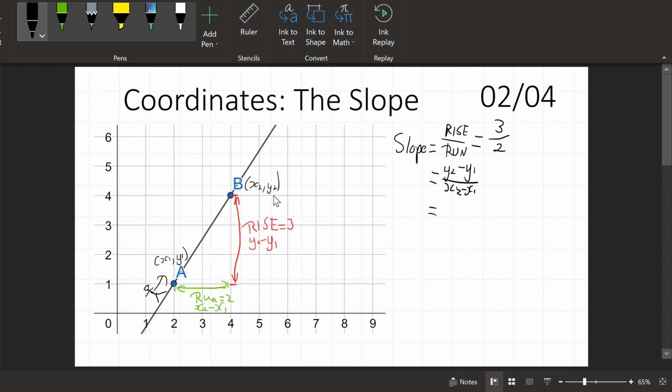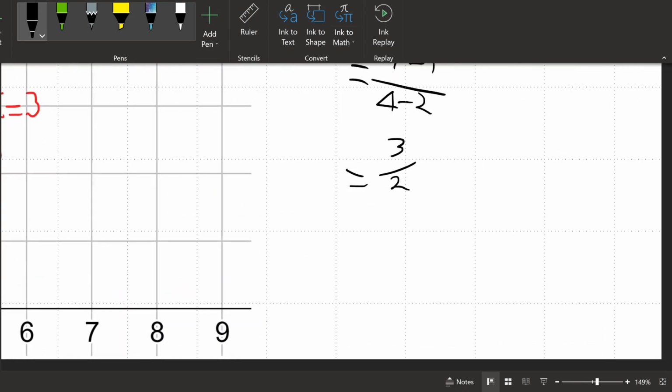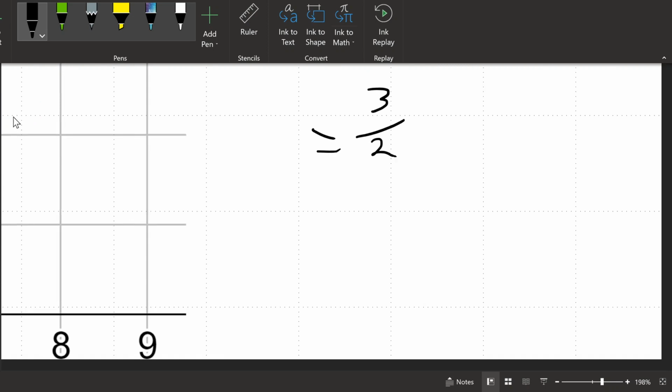Well, y2, that's going to be 4, y1 is 1, x2 is 3, sorry, it's 4, my mistake. X2 is 4, x1 is 2. Lo and behold, that still gives us 3 over 2. So the slope, I'm just going to zoom in so I can write it nicely here.